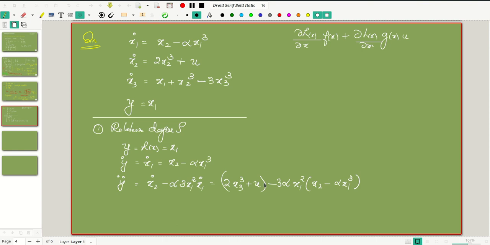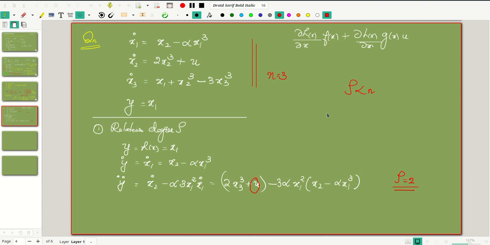Okay, so here we saw that at the second derivative of y, this u term has appeared here, right? U term has appeared here, and so what is rho? Rho is equal to 2. What is the order of the system? n is equal to 3. So now we have rho less than n. Okay, so rho is less than n.